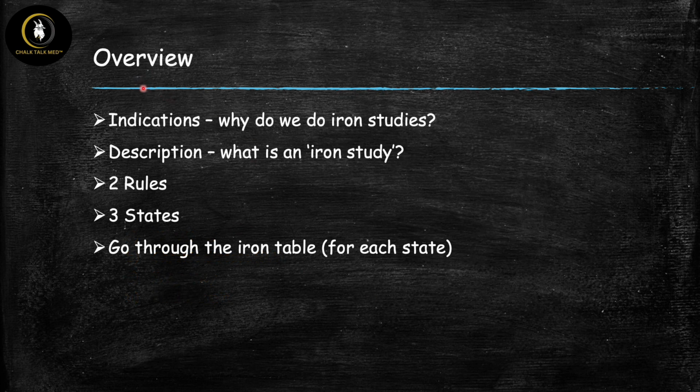So here's a quick outline of our talk. We're going to start with talking about why we do iron studies and how they help us clinically. Then I'm going to explain what exactly we mean by an iron study, what we are testing. Then there are 2 rules that you need to know before we look at the cases. And then we're going to talk about the 3 states of the iron studies and go through the iron table for each of the states.